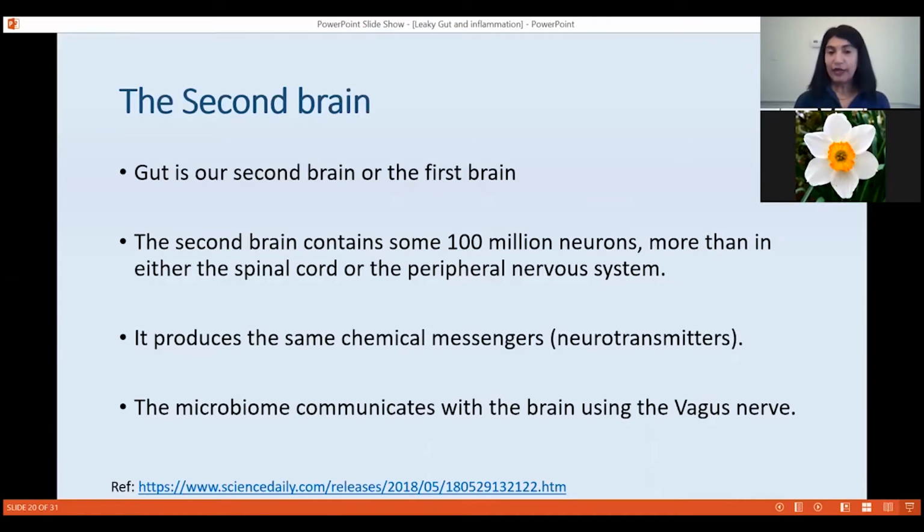The other reason why we call it the second brain is that just like our primary brain, this brain is independent. It can function independently of our brain. The third reason is that this brain, the gut brain, makes the same neurotransmitters. Remember, we said neurotransmitters are chemical messengers which are used for the nerve cells to talk to each other. So the gut brain and the actual brain form a lot of the same neurotransmitters, and that is why they can communicate with each other. The connection between the brain and the gut brain is through a nerve called the vagus nerve. And it is through the vagus nerve that the bacteria can influence the gut brain and then send signals to the actual brain.